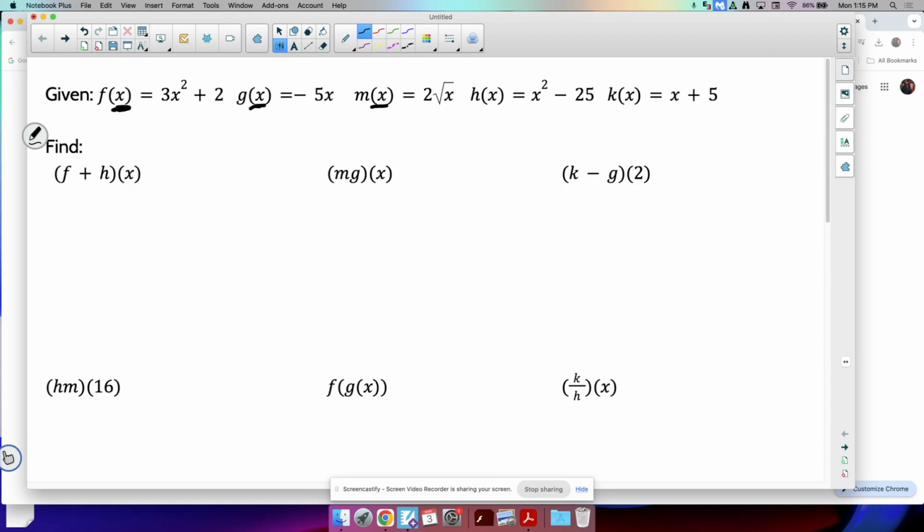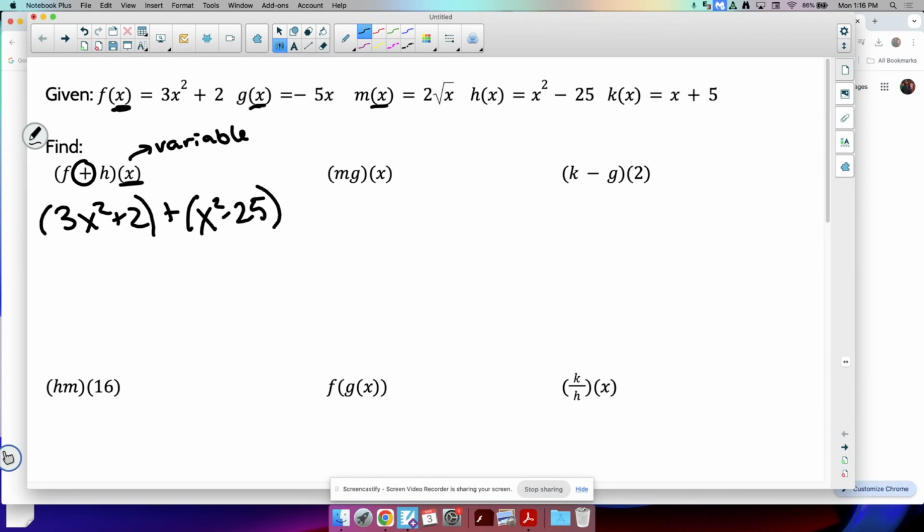So in function notation, what operation are we being asked to do for this first one? Well, add them together. That's it. F plus h. This x right here is the same as up there, that just means that's our variable. It doesn't mean anything timesing by x. We take our f equation, which is 3x squared plus 2, plus our h equation, x squared minus 25. That's it. F plus h.